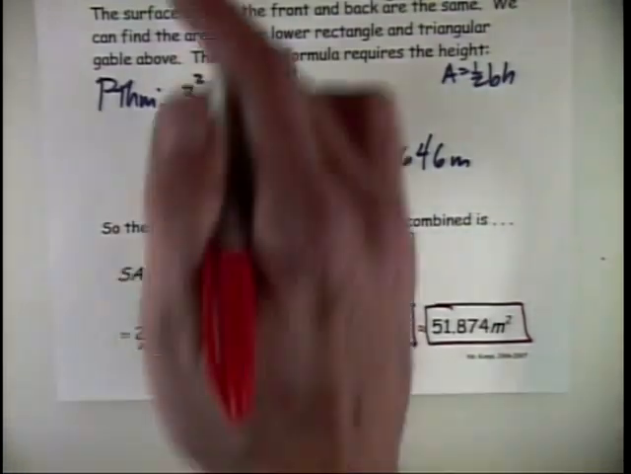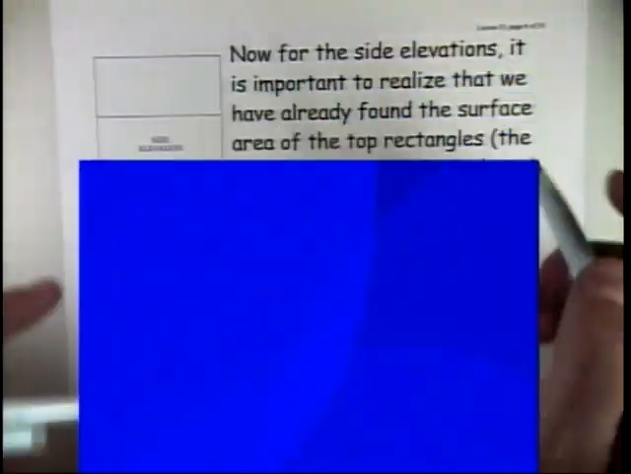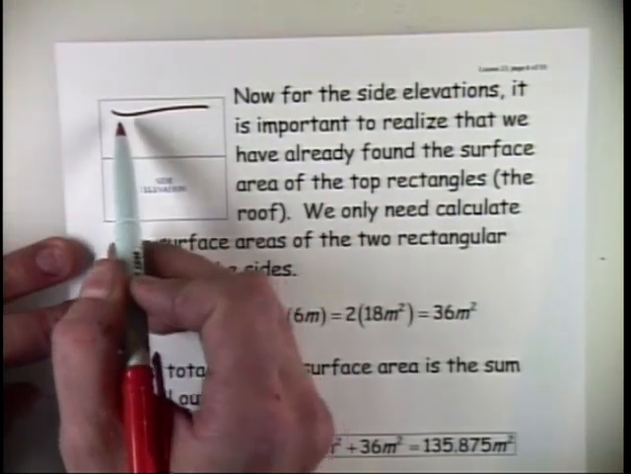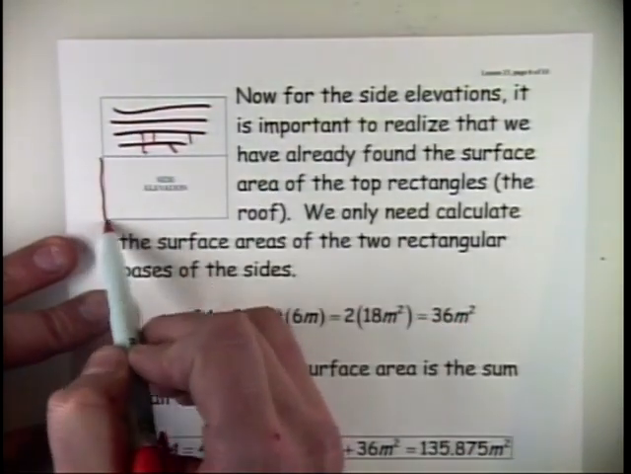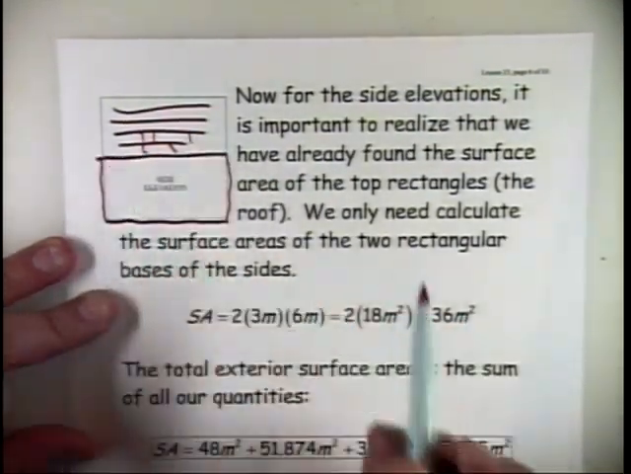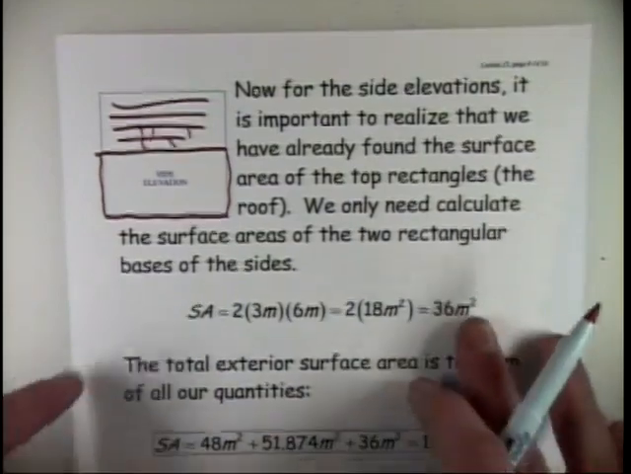All right, well, that's just the front elevation. Now we got to do the sides. The side elevations, remember, we're staring right here at the shingles, and we've already counted the shingles, so we really don't need to count those again. We just want this lower portion. So let's go ahead and do that.